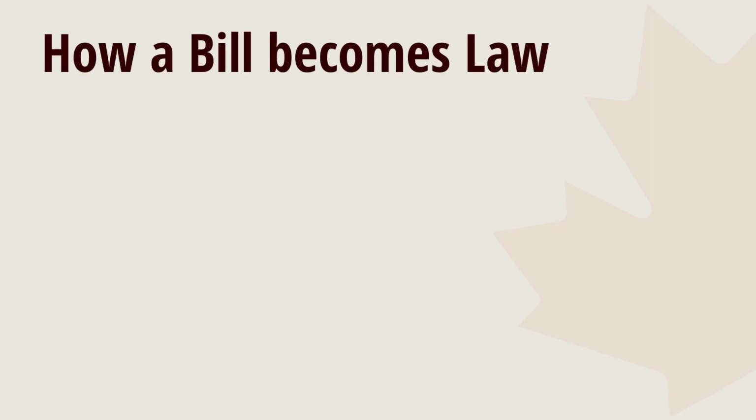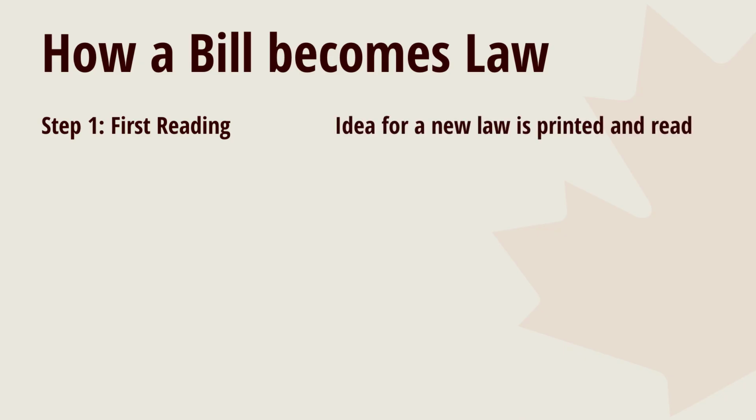Now that we know how the parliamentary system is set up, let's take a look at how it works in order to pass bills into laws. At the top of page 29 in your Discover Canada guide, you see a chart that shows us the process, and there are 7 steps. The first step is called the first reading. So this is where the members of Parliament who have an idea for a law have it printed and read.